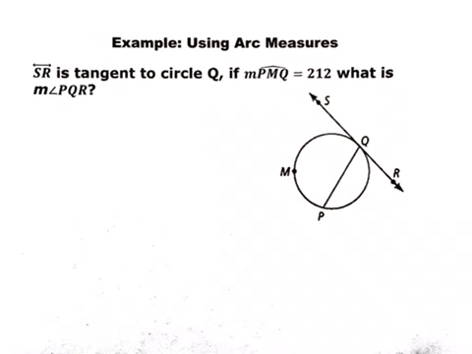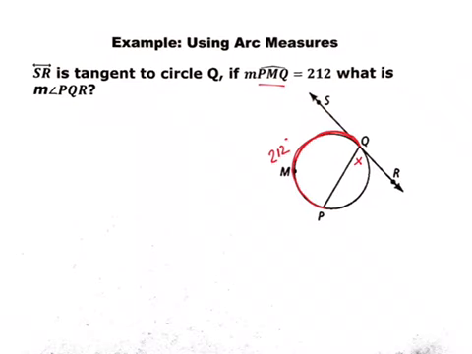So here, SR is tangent to circle Q. If the measure of arc PMQ, so you go P, M, and then Q this way, you follow the letters as you go around the circle, is 212, so this is 212. What is the measure of angle PQR? So PQR is this angle here, so we're looking for this.